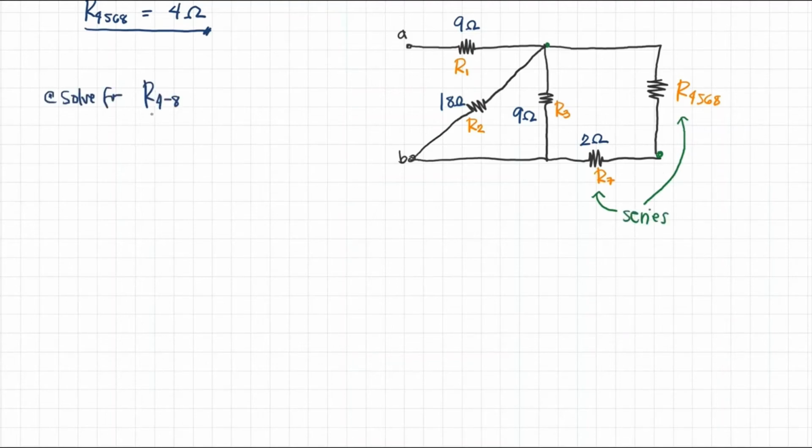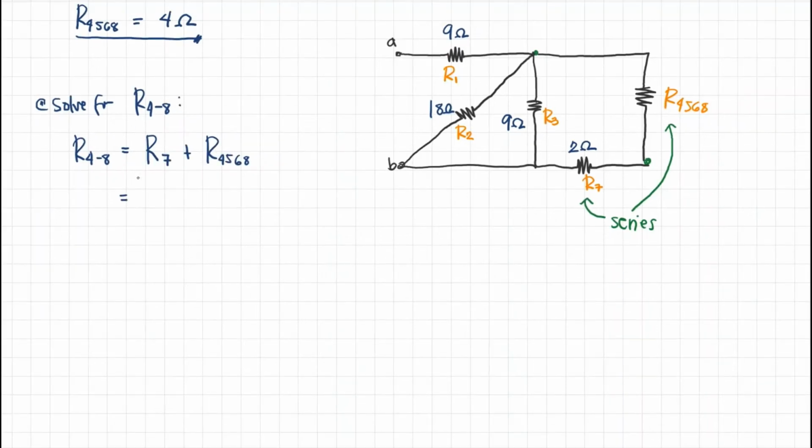We call it R4 to 8. So it is simply the sum of R7 and R4, 5, 6, 8. So just substitute the values. Substitute the value of R7, which is equal to 2 ohm, plus the value of R4, 5, 6, 8, which we have solved previously, which is equal to 4 ohms. Therefore, R4-8 is simply equal to 6 ohms. Okay, so now that we have solved this, we can continue the redrawing process.